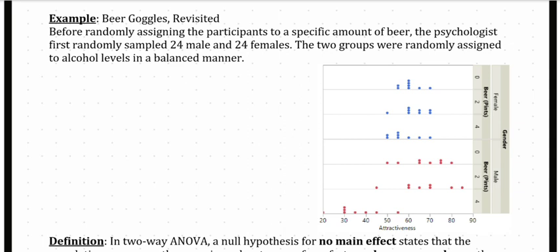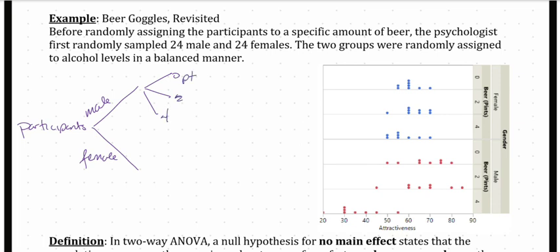So the study design looked like this. We had a pool of participants, and they were observed, based on the reported gender, to be male or female. Then the males were randomly assigned to 0, 2, or 4 pints of alcohol. The female participants were then also randomly assigned to 0, 2, or 4 pints of alcohol.